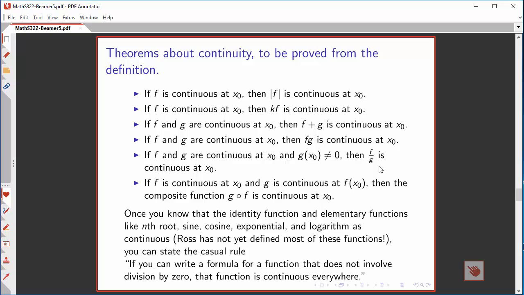If we prove that the identity function is continuous, that's pretty easy, and the elementary functions of algebra and trigonometry, nth power, nth root, sine, cosine, exponential, logarithm, and so on, then these theorems guarantee basically that if you can write a formula for a function in which there's no risk of dividing by 0 or doing something outrageous like taking the logarithm of a negative number, that function is continuous.